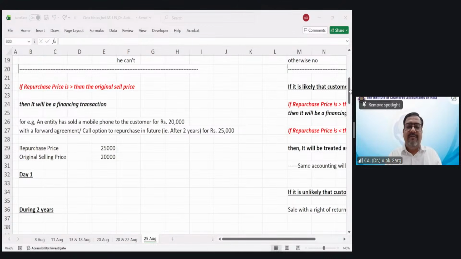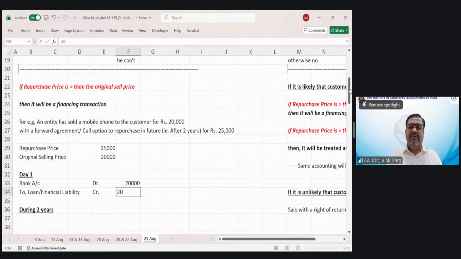The accounting entry will be bank account debit to loan or financial liability. Okay, this will be the accounting entry. Are you clear with this accounting entry or not? Please tell me. How much? 20,000 rupee has been received.